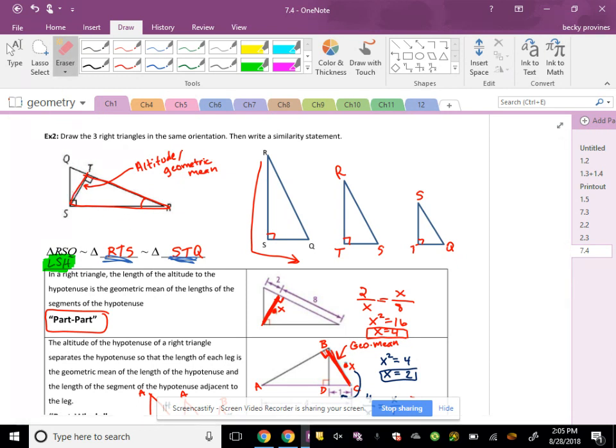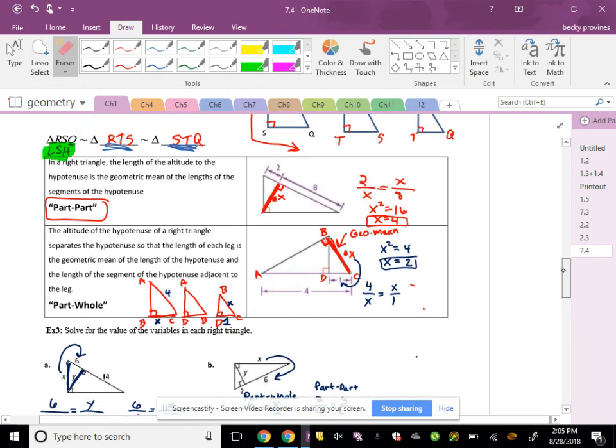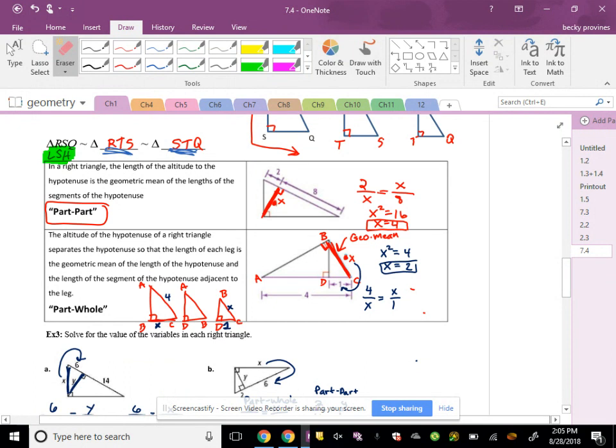So we have 2 ways to set up problems now. One is called part, and one is called part whole. Part is when your geometric mean is here in the middle. Now this is the easiest. When your geometric mean is here in the middle, it comes down and breaks the hypotenuse into 2 pieces, the 2 and the 8. So what you're going to do is put the x's in opposite corners, and put the 2 and the 8.